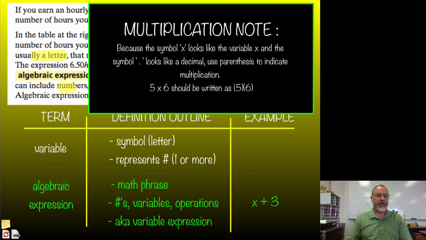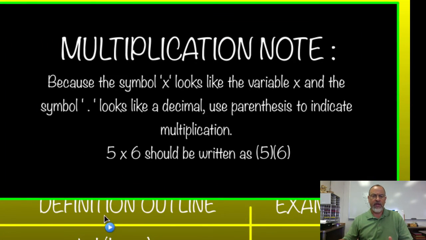When we're talking about multiplication, there's a way that I want us to handle this, because as we get into upper level math, it's going to be that way. So we're going to start doing it now. Because the symbol x looks like the variable x, and this is also the multiplication symbol, and if we use the dot for multiplication, which some of you may have used, that looks like a decimal. So in order to avoid confusion, what I want us to use from here on out, whether our book does it or not, is to use parentheses to write multiplication.